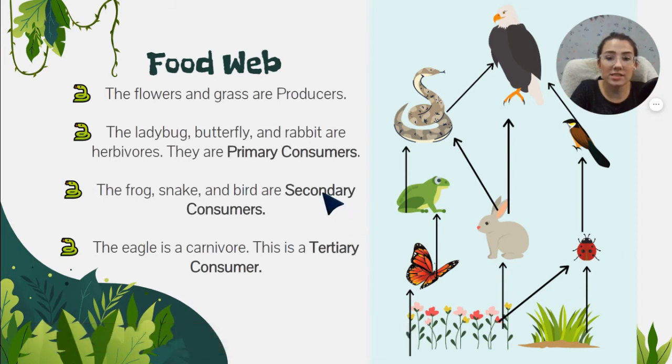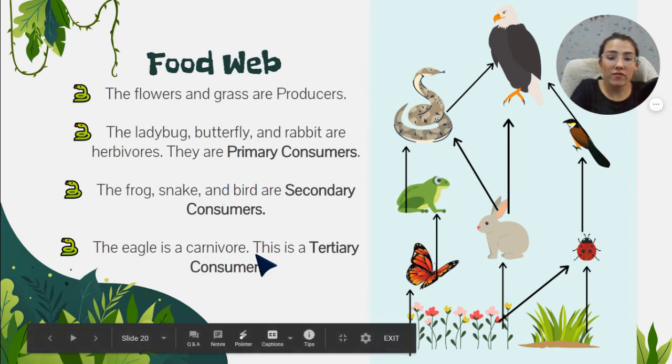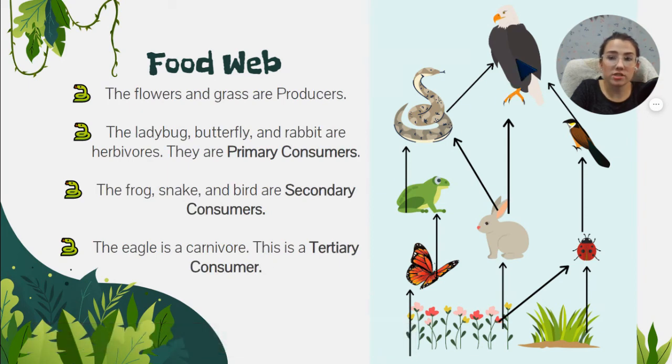After that, you get to your secondary consumers, which in this case is the frog, okay? The snake, because he's eating the bunny, and the bird, because he is eating the ladybug, okay? Finally, you have your tertiary consumer, which is your eagle, and he's a carnivore, okay? So notice how the arrow points to who gets the energy, okay?